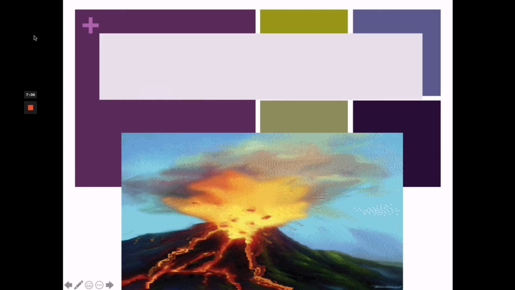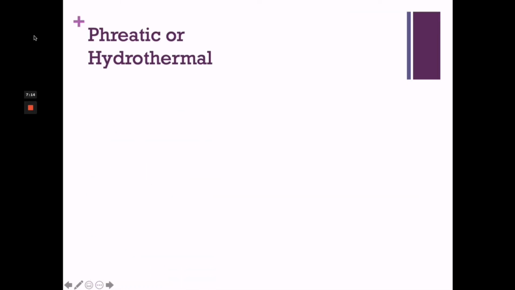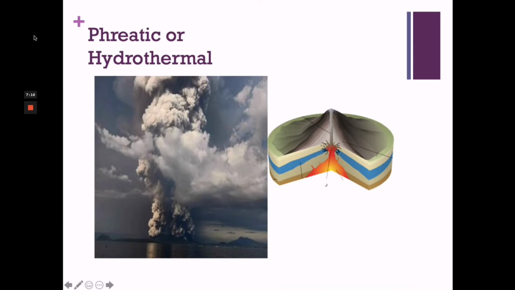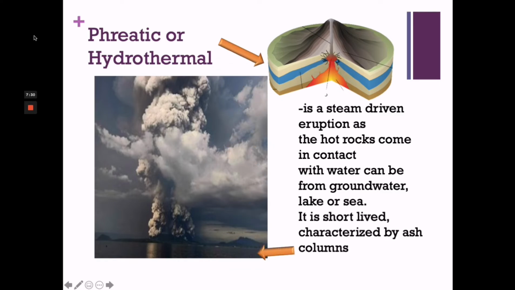Now let's go to the different types of volcanic eruptions. Phreatic or hydrothermal is a steam-driven eruption as the hot rocks come in contact with water, which can be from groundwater, lake, or sea. It is short-lived, characterized by ash columns. Phreatic eruptions pulverize surrounding rocks and can produce ash, but do not include new magma. Shown on the left is our Taal volcano in Batangas.